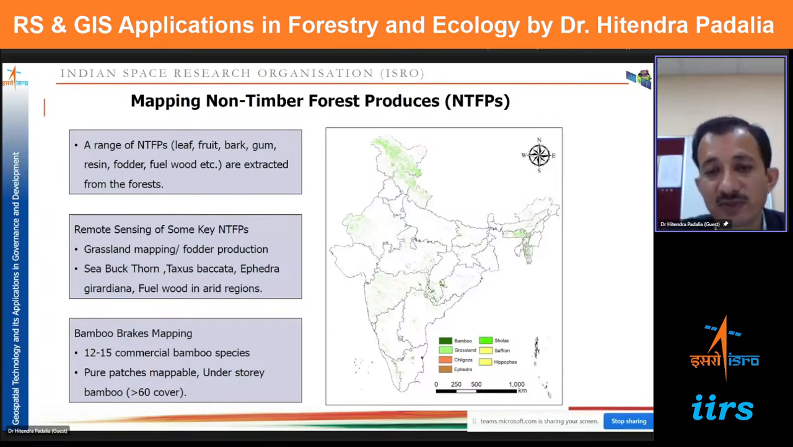Some of these non-timber forest produce have been mapped, like bamboo. Satellite remote sensing has been very, very successful. Grasslands mapping, grasslands and chilgoja, ephedra, sola, saffron, seabuckthorn. These are a few examples. Researchers have developed other maps also at the local level. So this type of mapping has also been done with respect to non-timber forest produce.